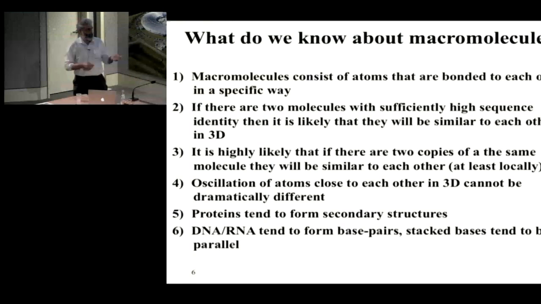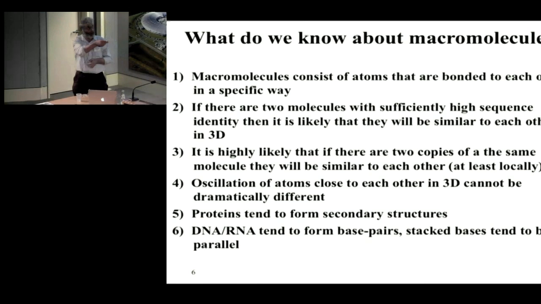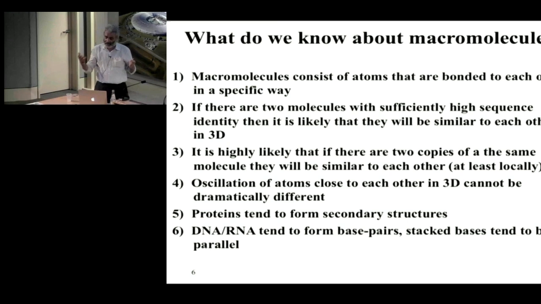And we can say that if two atoms are very close to each other, then oscillation of one and oscillation of the other should be very similar to each other. It is just what is called B-value restraints. And proteins tend to form secondary structures, and DNA, RNA tend to form base pairs. Stacked bases tend to be parallel to each other. So these are basic information we know about macromolecules, so we can use them to stabilize a fit into the map.